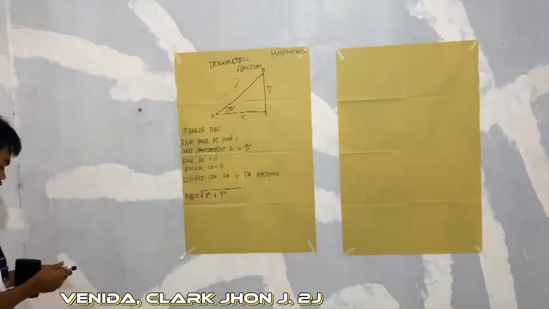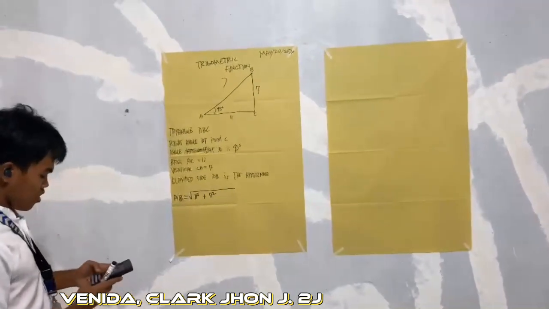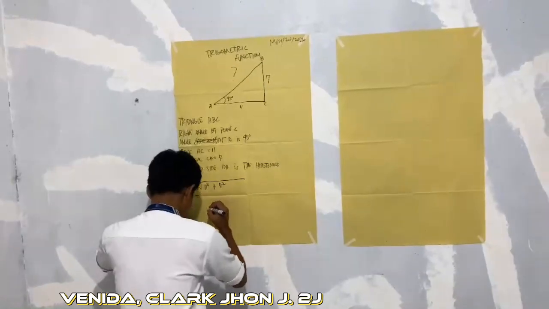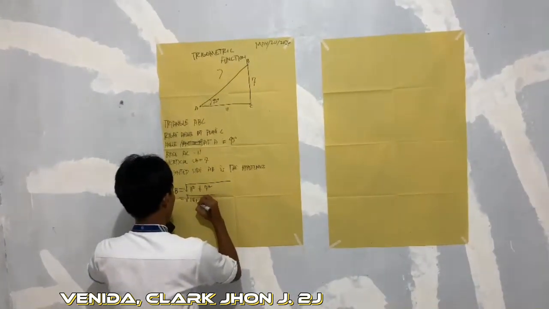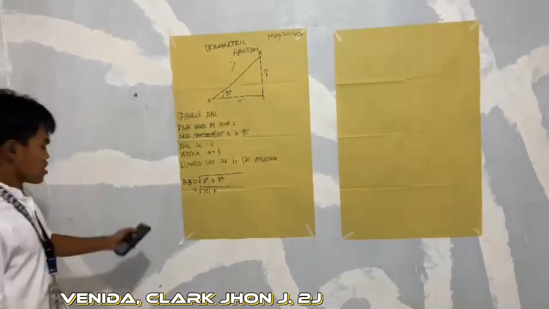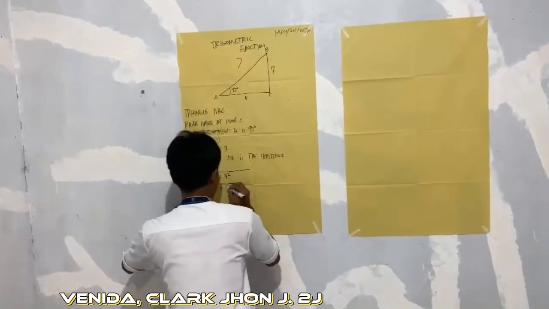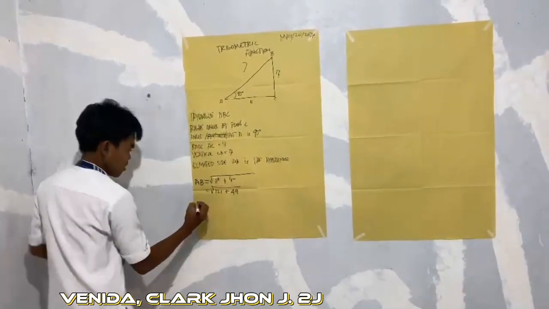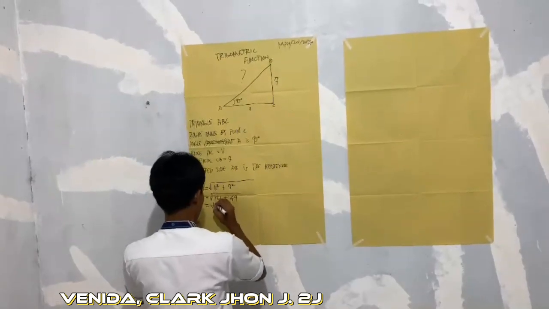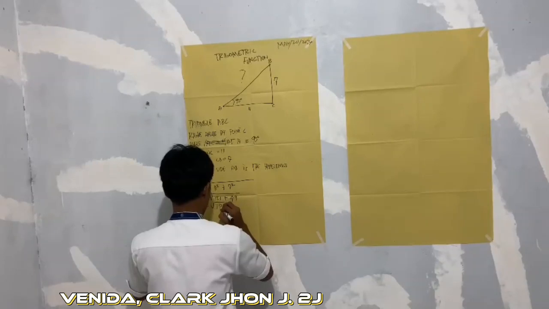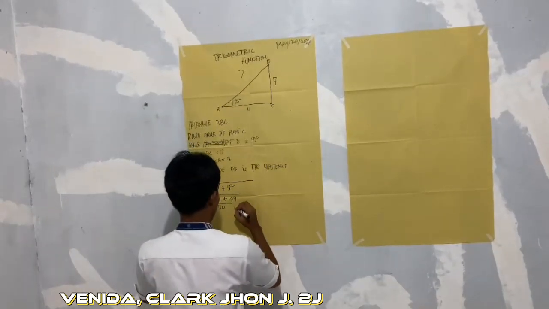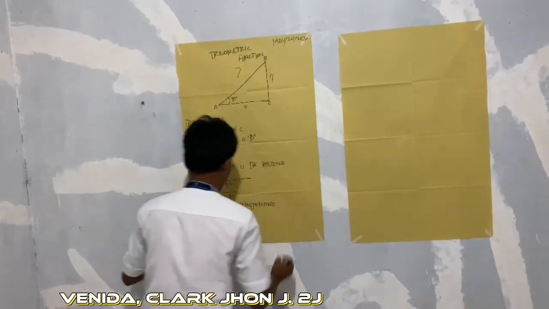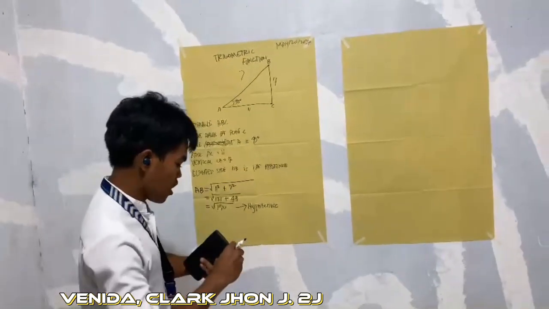So this is the hypotenuse. The square of 11 is 121, and the square of 7 is 49. 121 plus 49 is equal to 170, so the hypotenuse is the square root of 170. Yes.